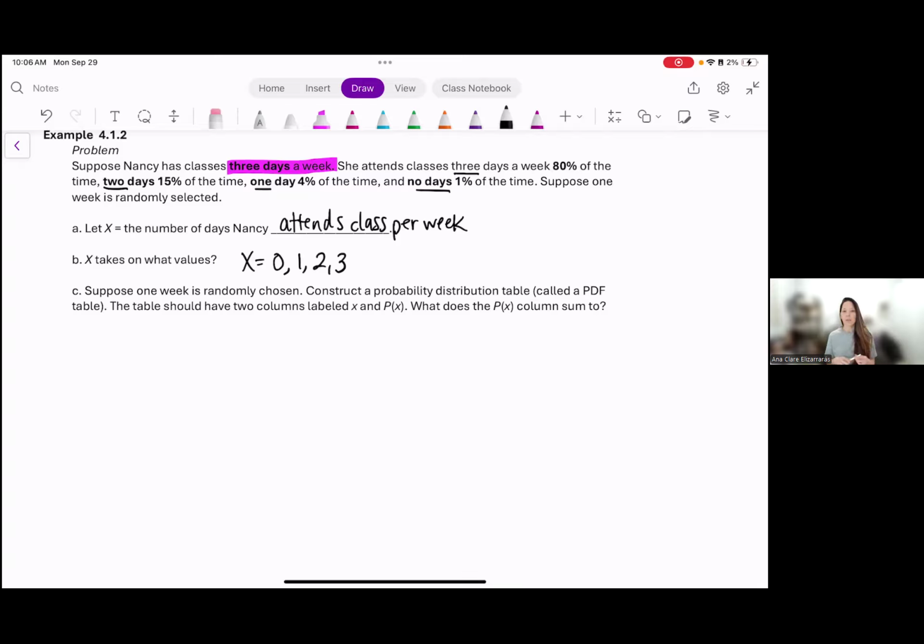Suppose 1 week is randomly chosen. Construct a probability distribution table, a PDF table. The table should have 2 columns labeled X and P of X. And what does the P of X column sum to? So we're going to go ahead and create a table.